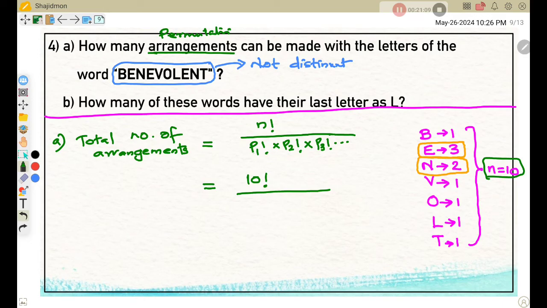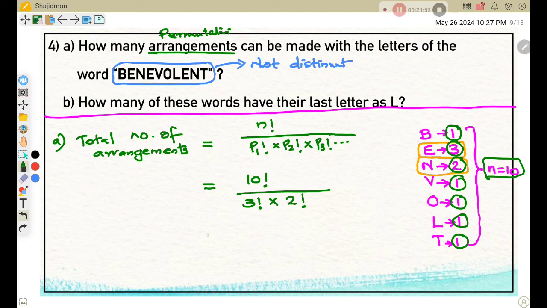When you are writing, for example, P1 as 1 factorial, no need to write 1 factorial because 1 factorial is the same as 1. It will not affect our calculation. So only the repeated numbers we can write. For example, E repeating 3 times, so we write 3 factorial. These numbers are 1, 3, 2, 1, 1, 1 and 1, but 1, as I told you, no need to write because 1 factorial is 1 itself. Now 3 factorial multiply 2 factorial, because E repeats 3 times, N repeats 2 times, and all other letters only 1 time, so no need to write.